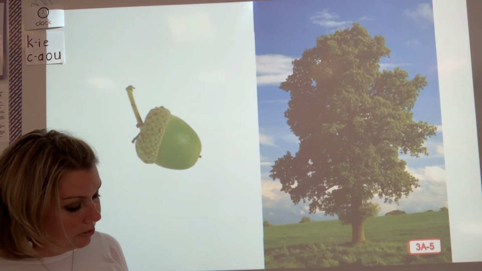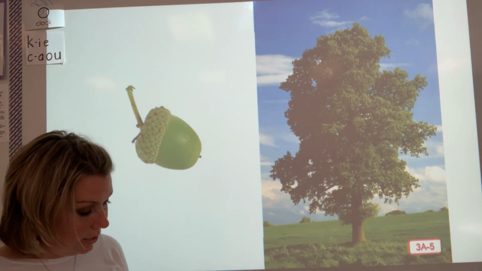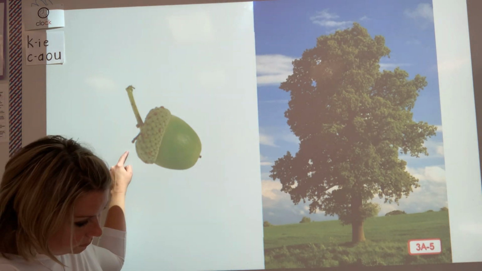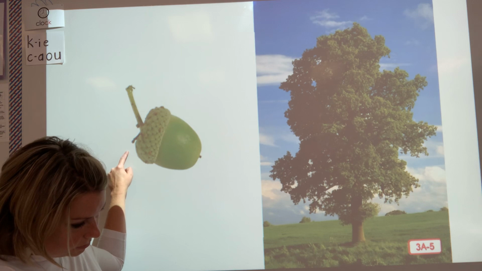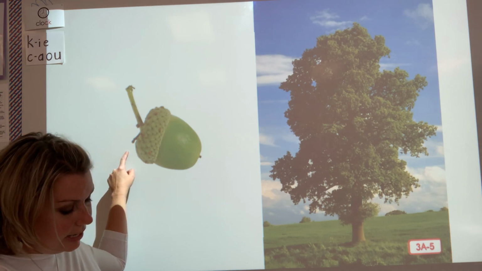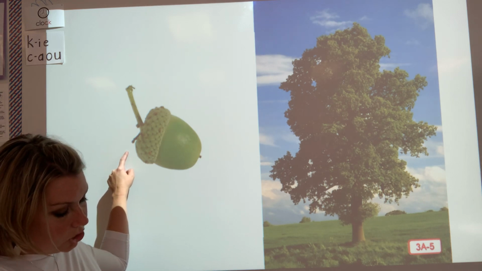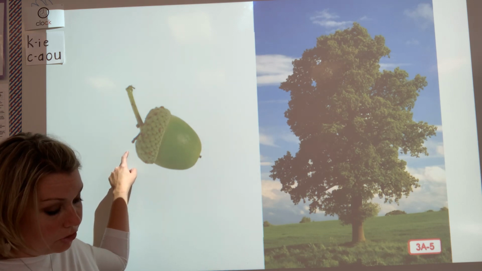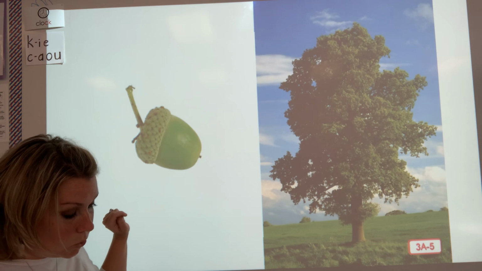Now let's explore the life cycle of this oak tree. This acorn contains the seed of an oak tree. You may have seen acorns before lying outside next to full-grown trees or being carried away by squirrels.